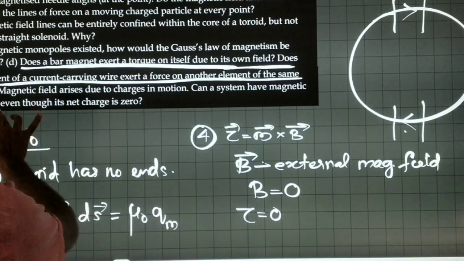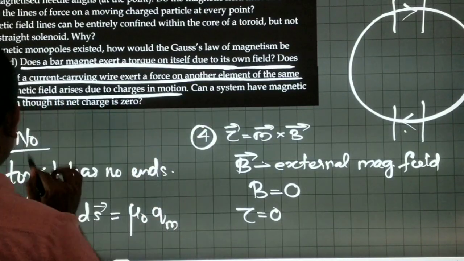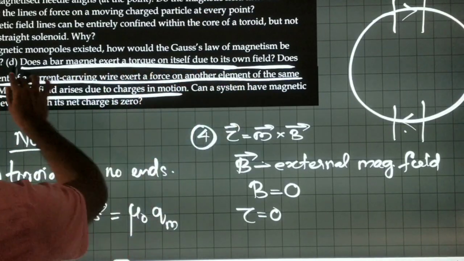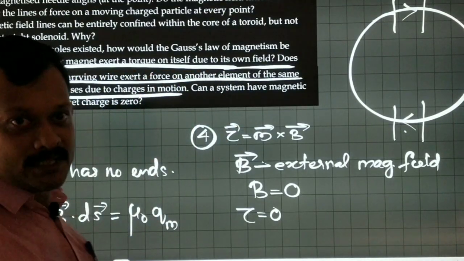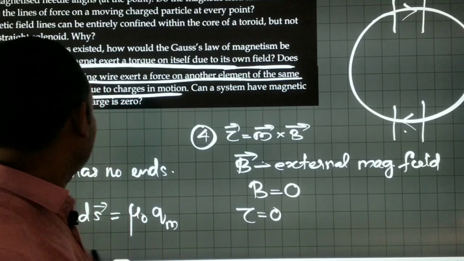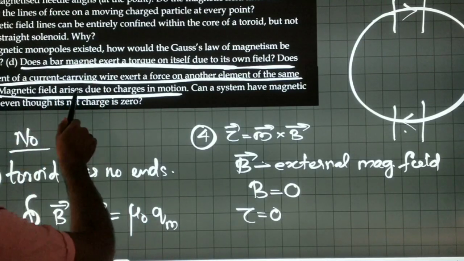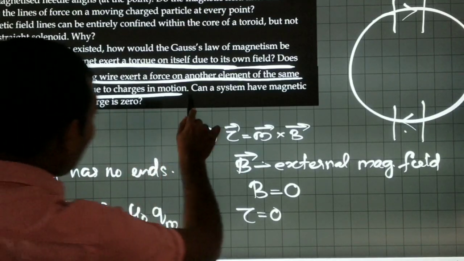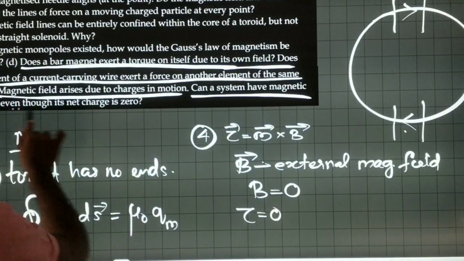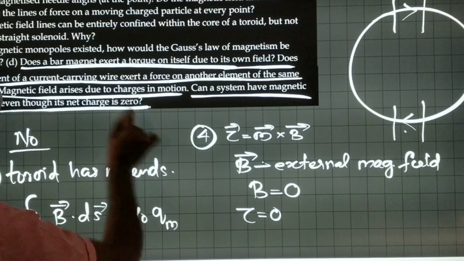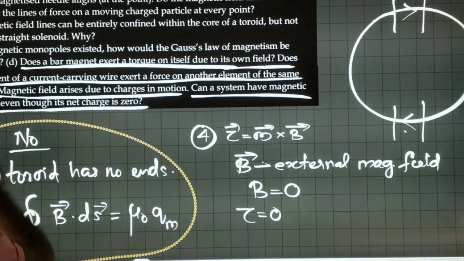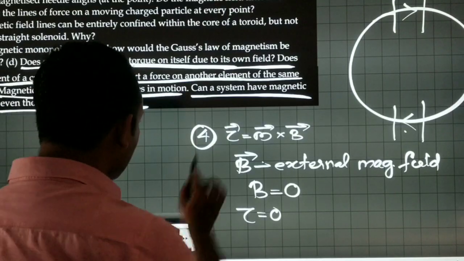Now the next question: do magnetic fields arise due to charges in motion? The answer to this part, D, is yes, an absolute yes. Magnetic field arises due to charges in motion. Can a system have a magnetic moment even though its net charge is 0? The answer is absolutely yes. Look at this current carrying conductor.